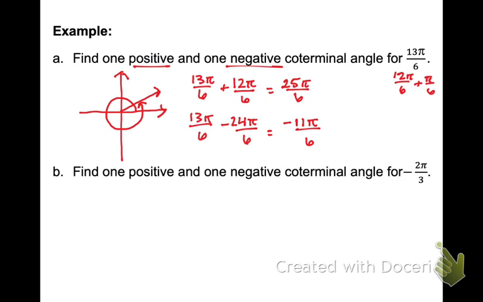Find a positive and negative coterminal angle for negative 2 pi over 3. Hate where the negative is, but do I have a choice when the computer puts them? No. So when you write it, you should move it up to the 2. Do yourself a favor.